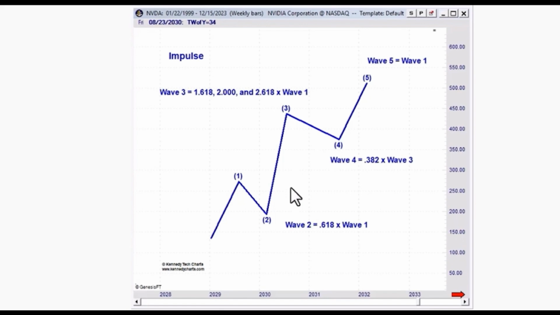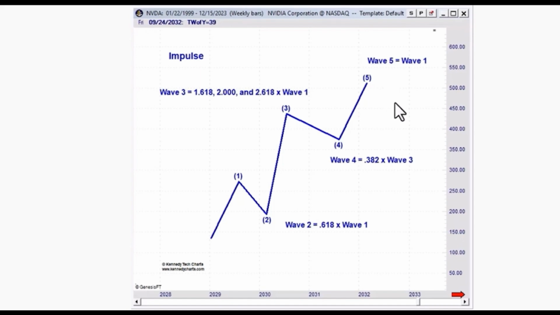Now, some of the cardinal rules, or the big rules that we never want to break, would be: wave 2 never retraces more than 100% of wave 1. Wave 3 can never, ever be the shortest impulse wave of waves 1, 3, and 5. It doesn't have to be the longest, but it can never be the shortest. And then you have wave 4. Wave 4 may never end in the price territory of wave 1. And then, of course, we have our 5th wave move up.